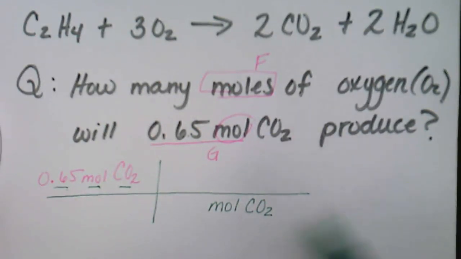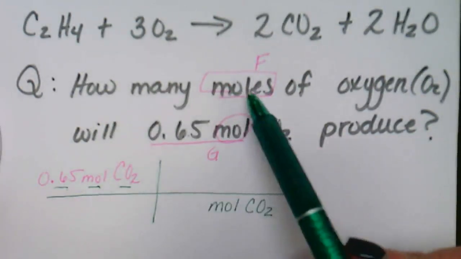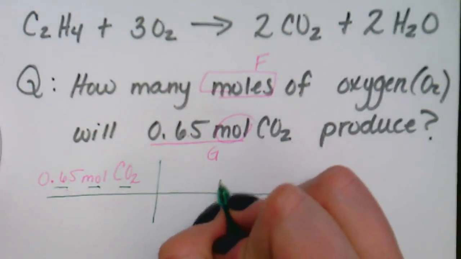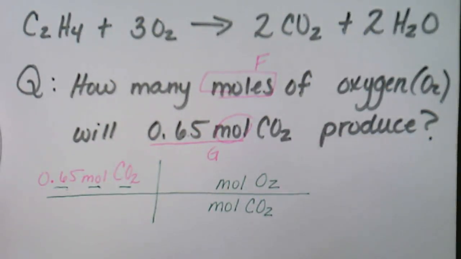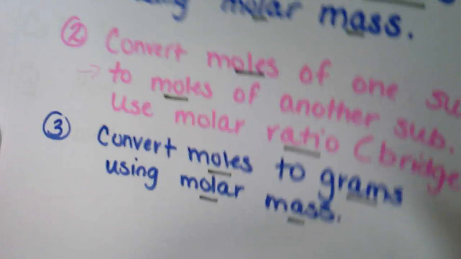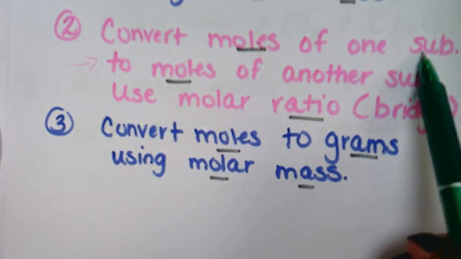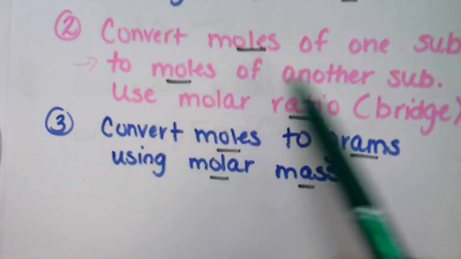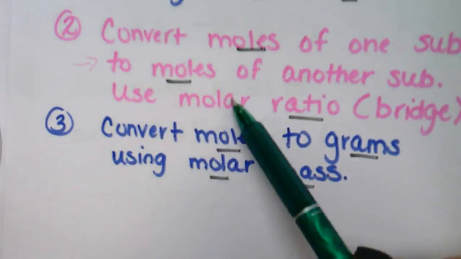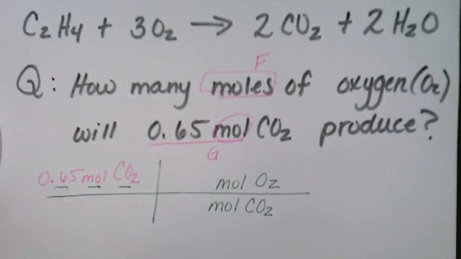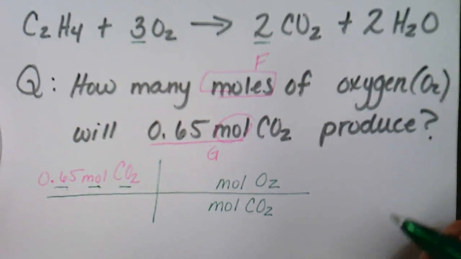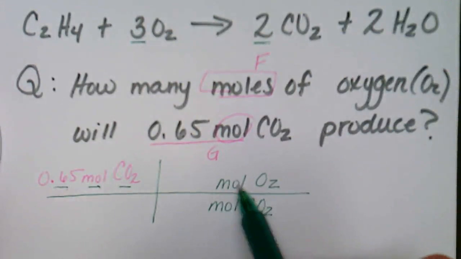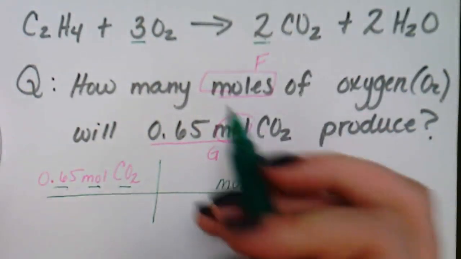Okay, now what are we trying to find? We're trying to find how many moles of oxygen there are. So I'm going to put moles of O2 on the top. Now, I need to go back to my steps again. If I'm converting moles of one substance, in this case carbon dioxide, to moles of another, oxygen, I need to use the molar ratio. So I need to go back to my original problem, and my molar ratio is the number of moles of each element or compound in my original problem. So how many moles of O2 do I have?